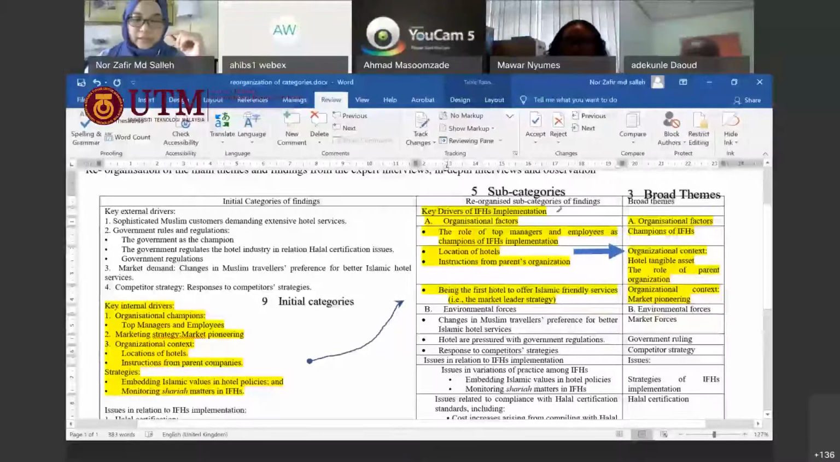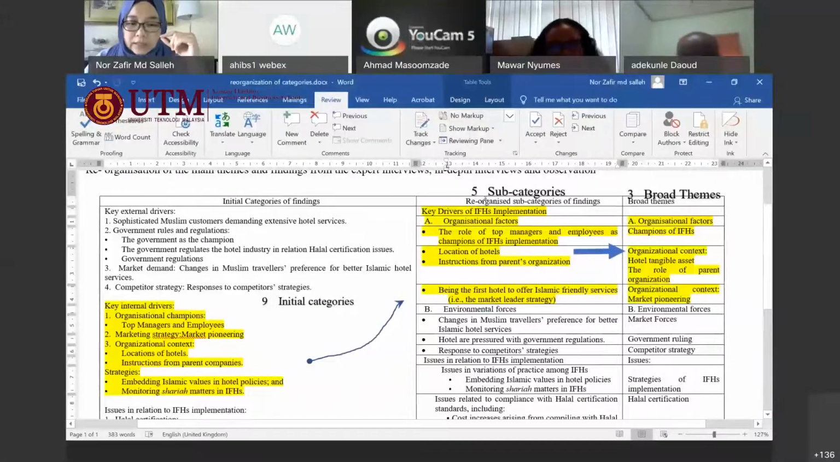So, key drivers. These are the key drivers of Islamic-friendly hotel implementation. In terms of internal key drivers, I put it under organizational factors. In this category, there are five categories. I combined and contrasted these five categories again, and they came down to three broad themes. From nine initial categories, I can come to three broad themes.